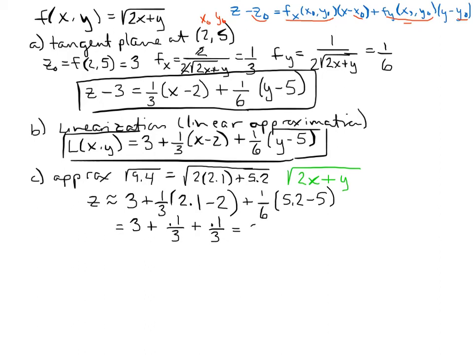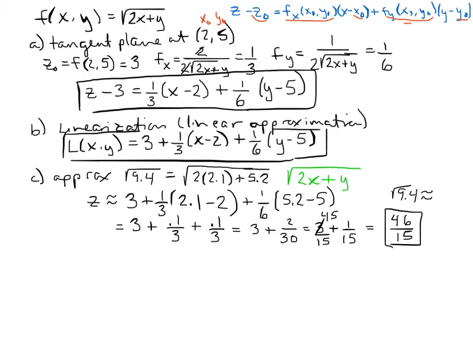So this would be 3 plus 0.2, but you know what? I'm going to change it to a 2/30. So I'm going to move the decimal over in the numerator and denominator so I can not deal with decimal values anymore. 2/30 is the same as 1/15, and then if I get a common denominator, let's see, 3 times 15 is 45, I get 46/15. So that gives me an approximate value for the square root of 9.4. It's going to be approximately 46 divided by 15.